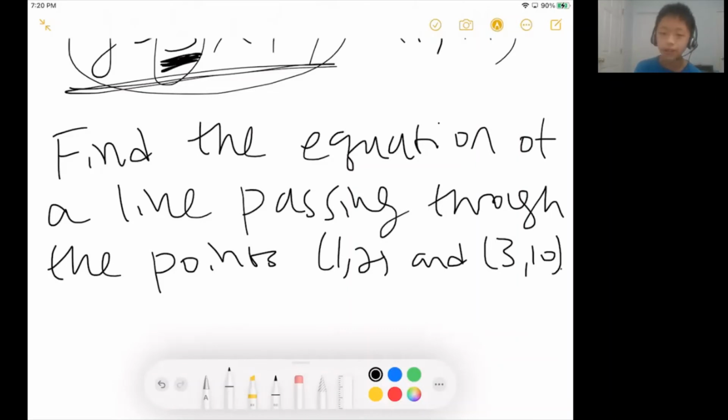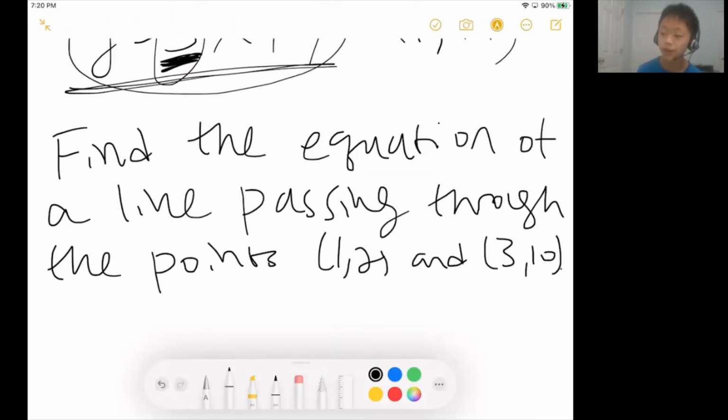So the reason this question might be a little more challenging is because the question didn't directly give us the slope of the line, and it didn't give us the y-intercept of the line either. So it didn't give us m or b directly. So what we'll have to do is calculate the slope ourselves.